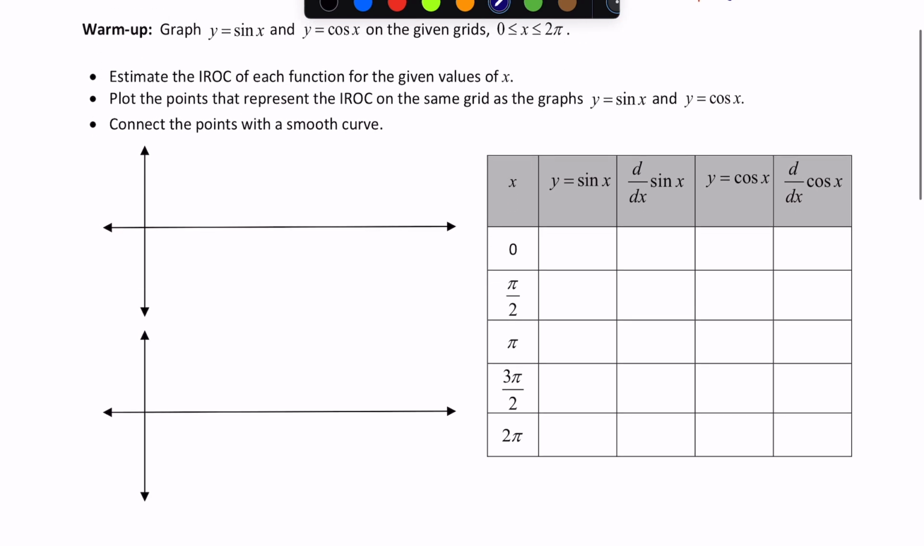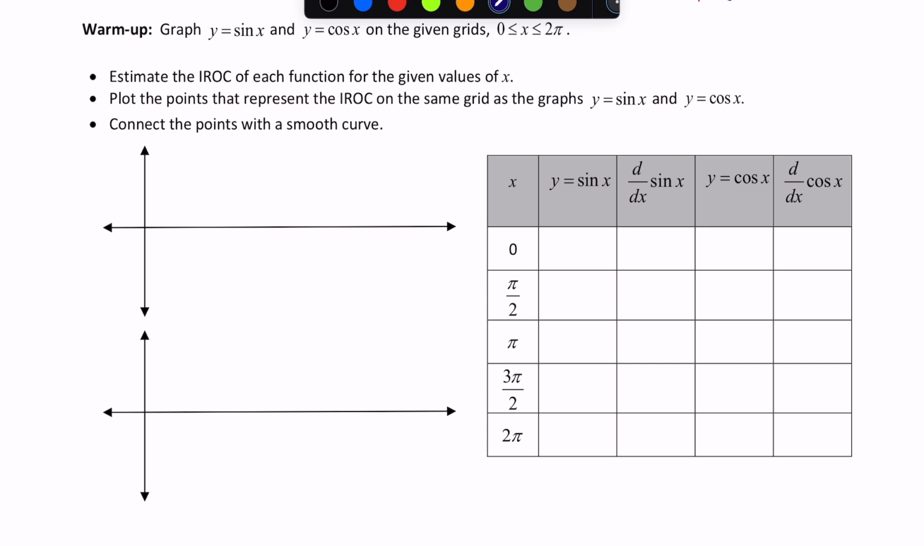Okay, so let's move on to the things we're looking at today. So here it says graph y is equal to sine x and y is equal to cos x on the given grids. Then it tells us to estimate the instantaneous rate of change of each function for the given values of x. Plot the points that represent the instantaneous rate of change on the same grid as the graphs y is equal to sine x and y is equal to cos x, and then connect the points with a smooth curve.